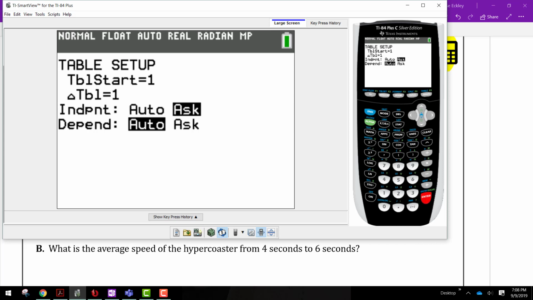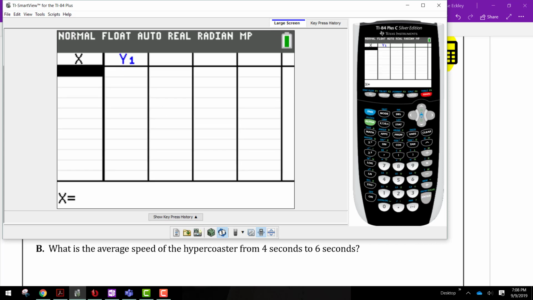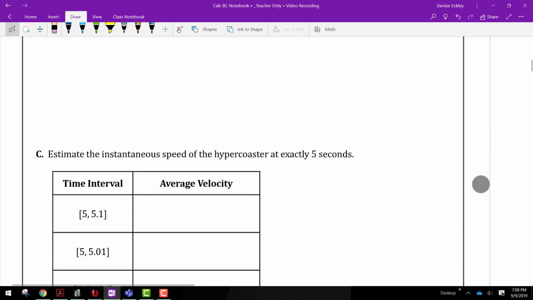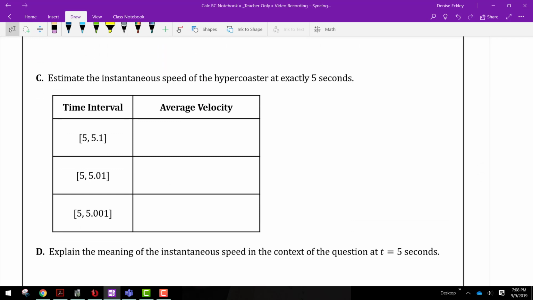And when I do that and I look at my table, what I'm going to see is that it's blank, and I can enter my x values. That's going to come into use later in the problem when we're looking for the instantaneous rate of speed. And we have these different changes here that are hard to put in a table and see without continuously changing the scale of the table. So by putting your table on ask, you can put in the specific x values that you want.